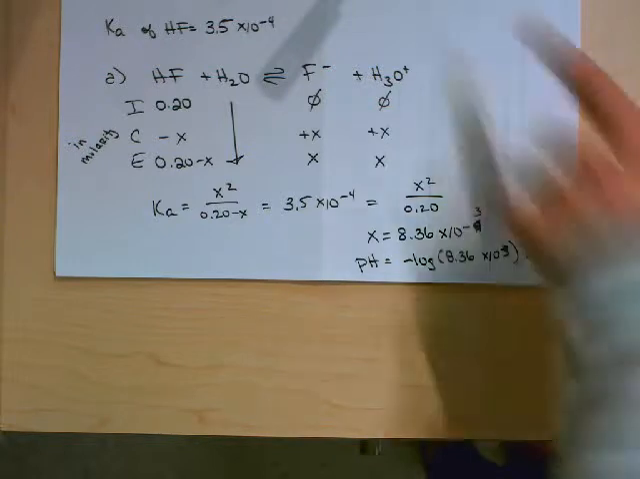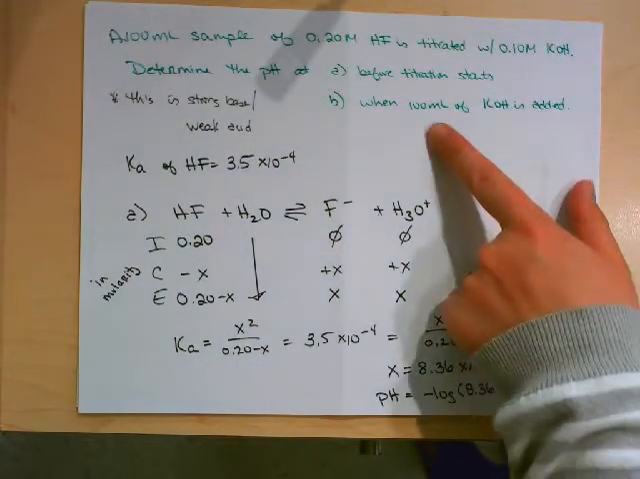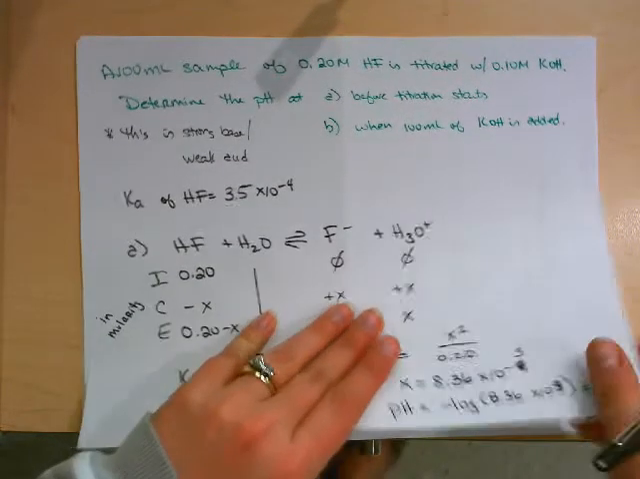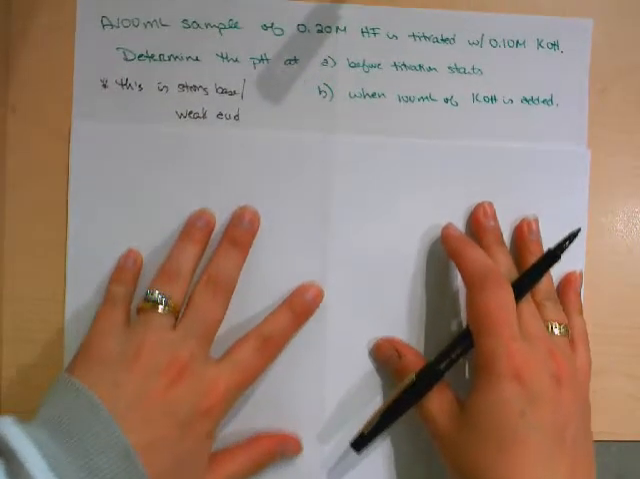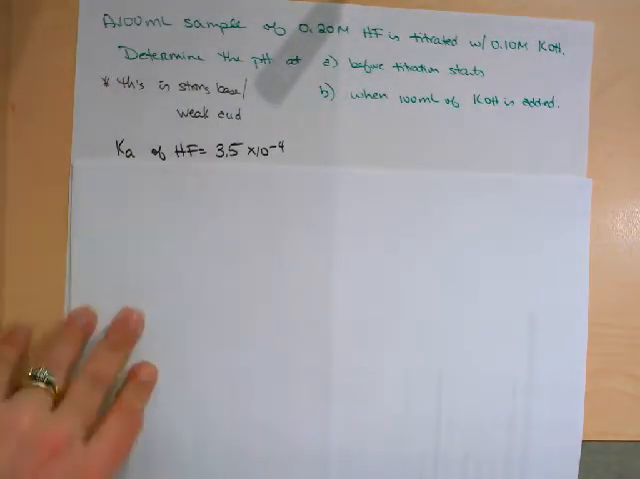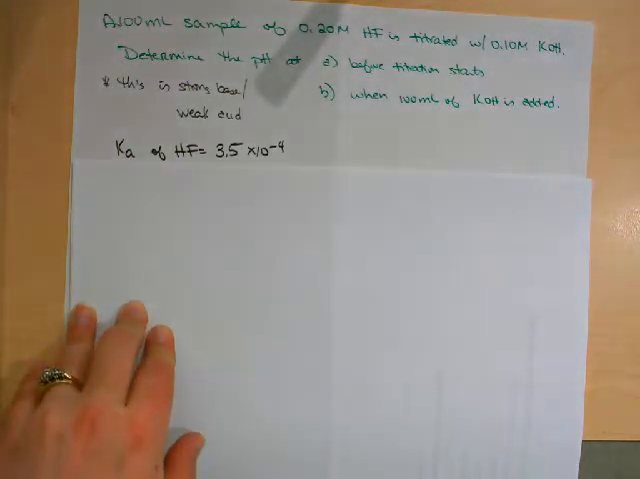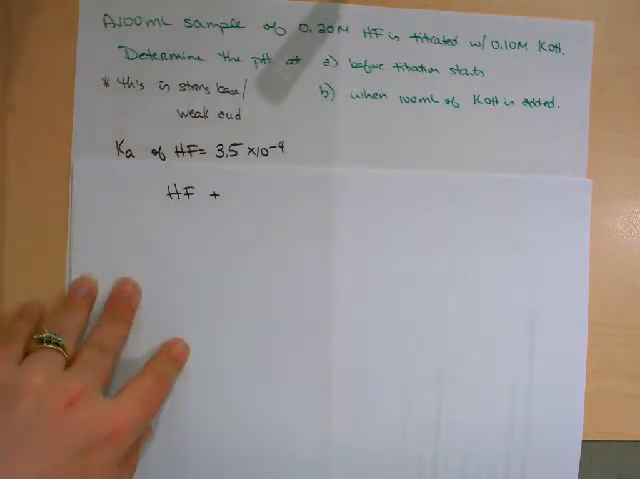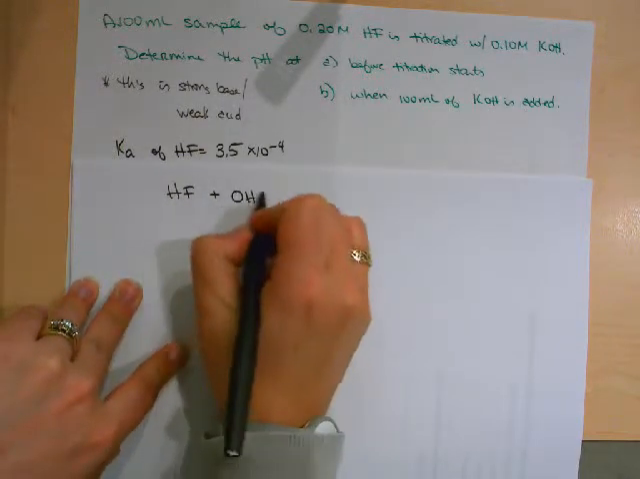Alright, so then part B, I now want to see what happens when I add 100 milliliters of potassium hydroxide. What are the key words in that part of the question? Added, so now what? Yes, and what units? Moles. Okay. Alright, so what are my 2 reactants now to set up my IACE chart? HF is one of the reactants still. What's now my other reactant? The OH minus.